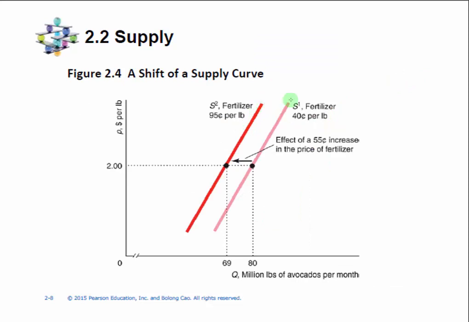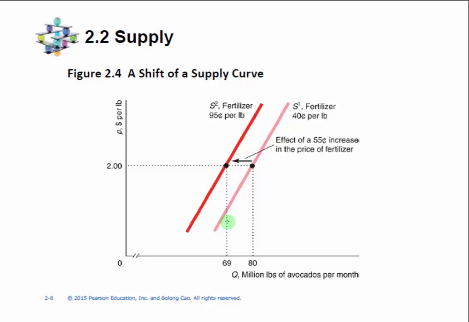The supply curve can also move. In our textbook, we have a cost increase, the cost of fertilizer increased, and the supply curve shifted back, or shifted to the left, or shifted toward the origin, right? Shift inward. That's how we describe a decrease in supply.